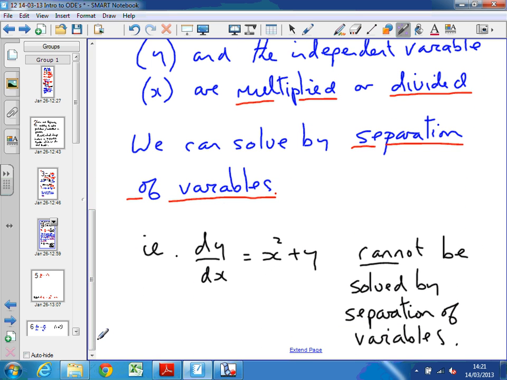So that's how we use separation of variables if we've got something multiplied or divided. The y and x, the dependent and independent variables, are multiplied or divided. For example, this one, you can't use the method of separation of variables because they're not multiplied or divided. They're added. I'd have to use a different technique to solve an equation like that. Okay? But for now, we're going to start off by looking at examples only where they're multiplied together or divided.